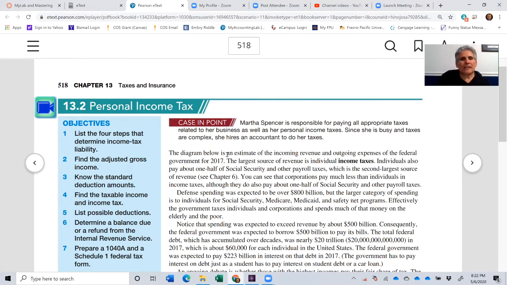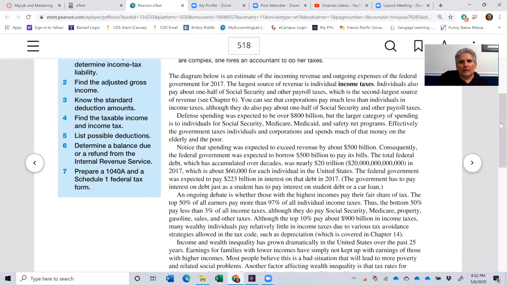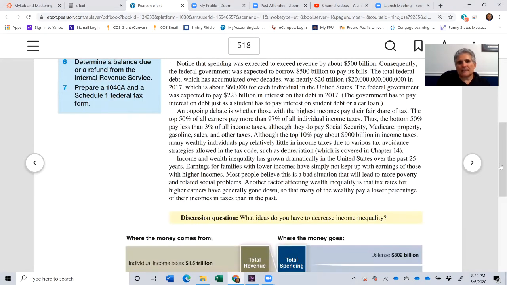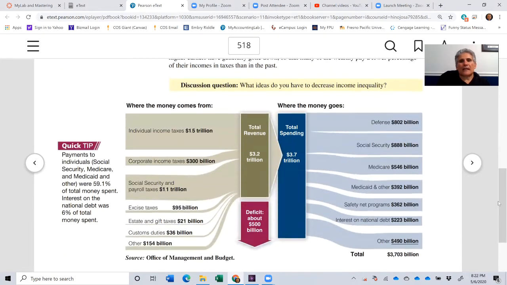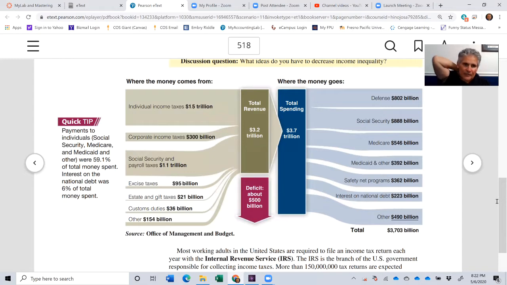13.2 Personal Income Tax. There's a bit of a narrative there that you can review. It talks about how income tax is spent, and then at the bottom shows a graphical representation of where money goes and how it's being spent. I don't know if this would apply this year because we've got a very different year than what we've had in the past.